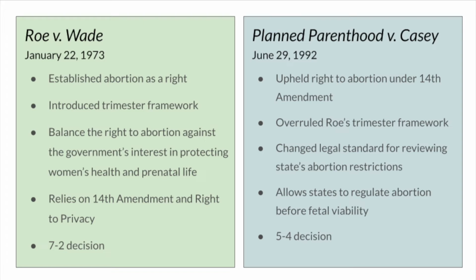the 14th Amendment as established by its decision in the earlier case of Roe v. Wade. However, with Casey, the court overruled Roe's trimester framework and changed the legal standard that a state's abortion restrictions were reviewed. Casey overruled the trimester framework set out in Roe, allowing states to regulate abortions before fetal viability, in other words, before the time when a fetus can survive outside of the womb. These abortion restrictions were constitutional as long as a substantial obstacle or undue burden was not placed on the woman seeking abortion of a non-viable fetus.